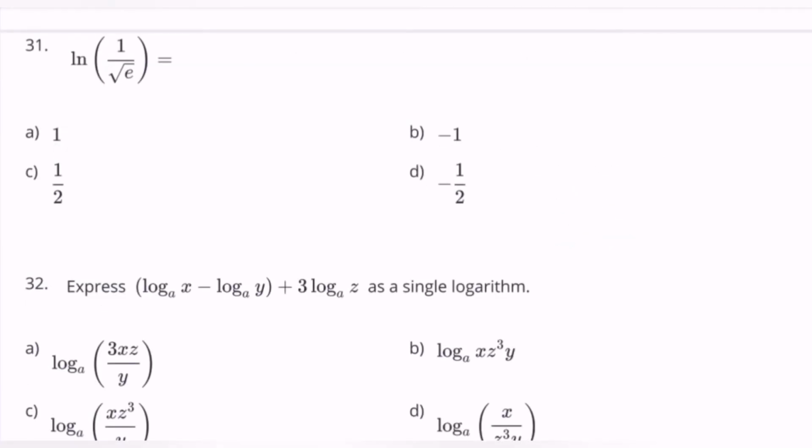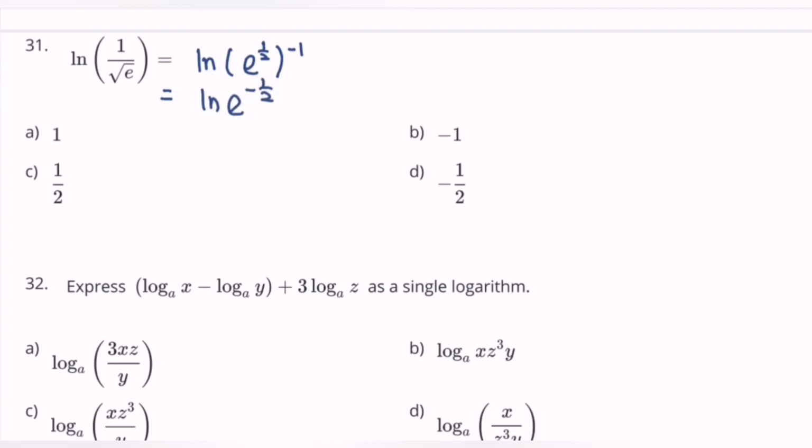Question 31 refers to the situation. Rewrite the situation in this form. ln of e to the power of 1 over 2, bracket, we have negative 1 because of negative indices, and the square root is equal to 1 over 2 for the power. Next, we have ln of e to the power of negative 1 over 2.